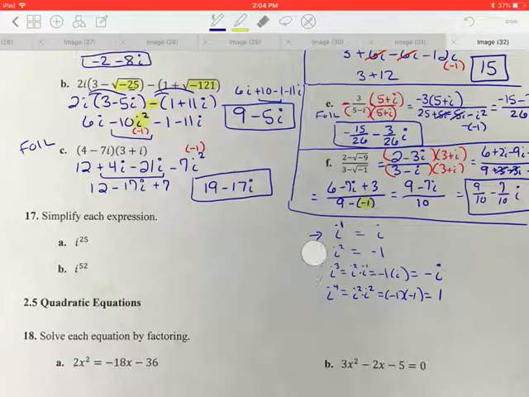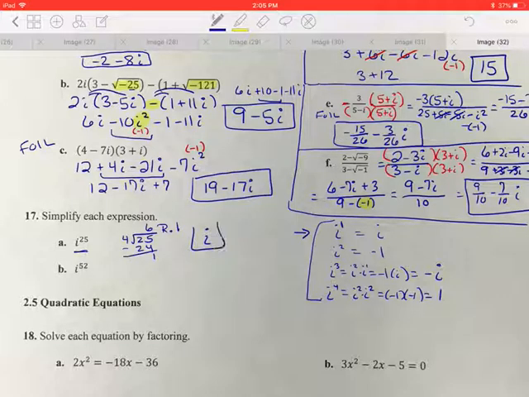So what we can do is if we have a number, like here we have i to the 25th, I want to see how many times it's going to cycle through that. So since there's 4 numbers there, I'm going to divide by 4. It's going to go through 6 times with a remainder of 1. So that means it's going to go through this list 6 times, but then for the remainder of 1, it's going to land up here at the top. So that means my answer is going to be i.